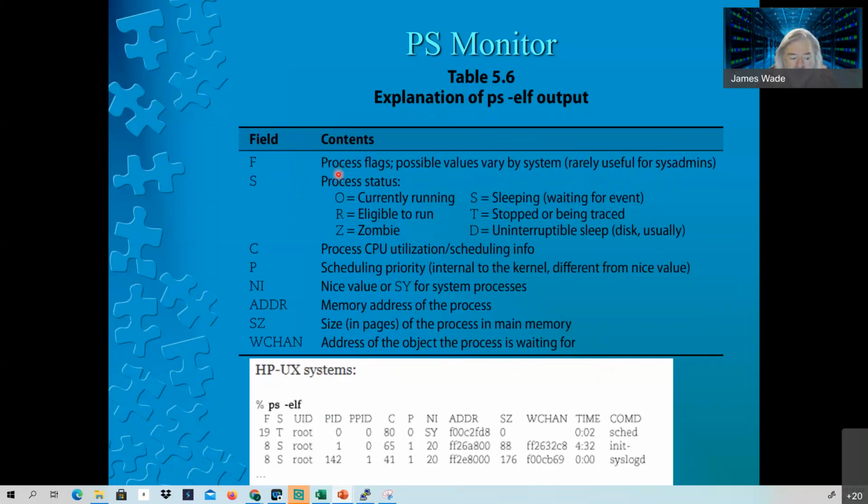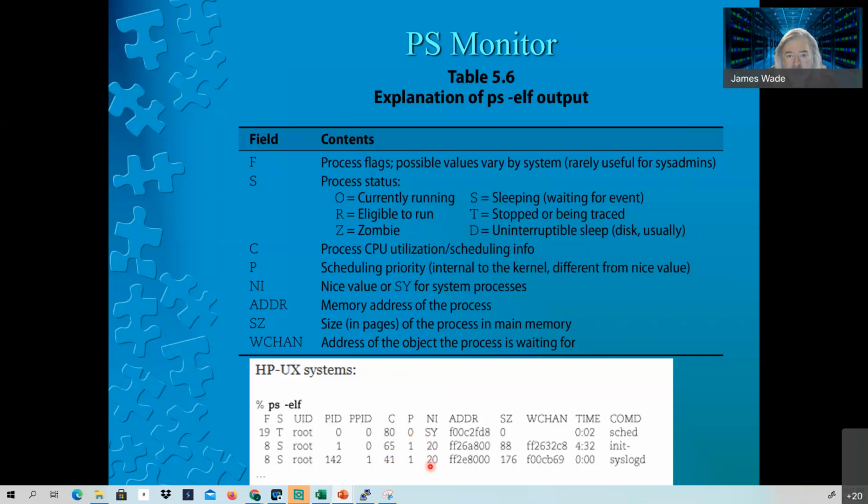So here I've got F for process flags. I have the process status right here. So these are sleeping, and this one's stopped. We're doing a trace back. I have the process ID, the parent process ID, the process CPU utilization, scheduling information. So again, it's a slightly different format. P, scheduling priority. The nice value right here. Here's 20 and 20. That's the highest value, right?